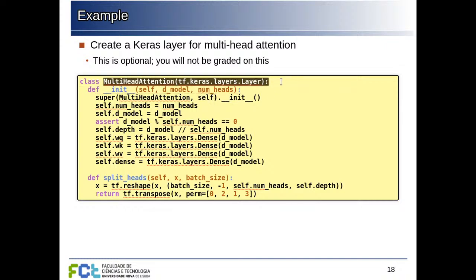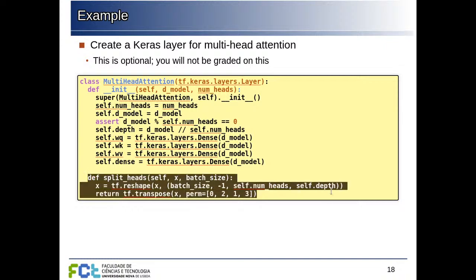We can subclass the base layer class from Keras. And what we need are two methods. We need the constructor here, the init method, that will create the layers that we need. So in the case of the multi-head attention layer, we're going to need these dense layers for the projections of the different inputs, the queries, the keys, and the values. We also need the dense layer for the output, and the dimension here will be the depth of the model.